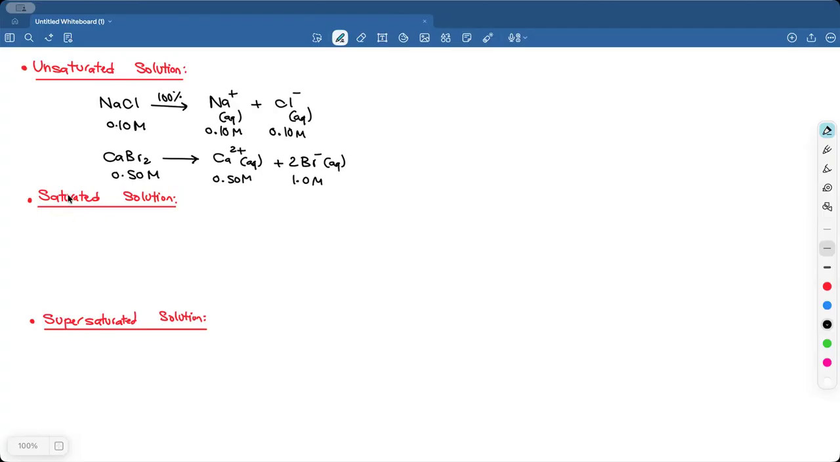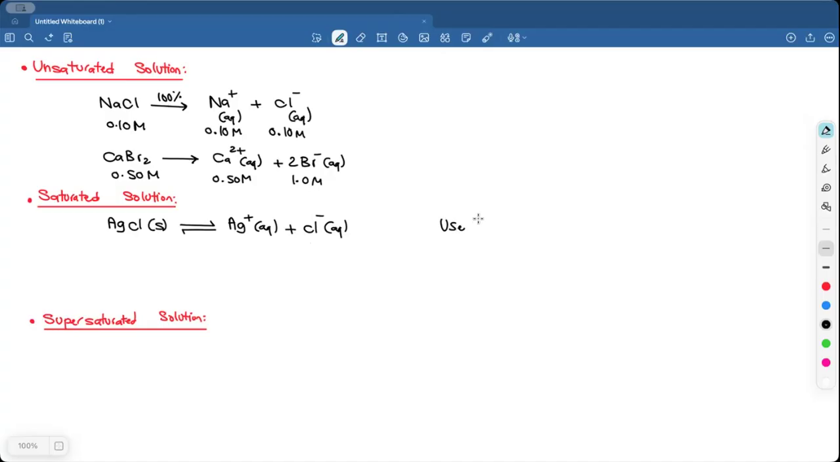Showing a saturated solution is basically using an equilibrium sign. Let's say we have a saturated solution of AgCl. The way you show it is that you put the solid on the left, then you put an equilibrium sign, and it changes into Ag plus and Cl minus ions. If you want to find the concentration of Ag plus and Cl minus in the solution, you have to use the KSP value, which stands for solubility product constant, which is at the same time the K equilibrium for a saturated solution. So you have to do calculations for that.